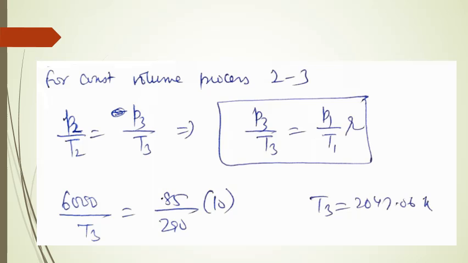Now we know that 2 to 3 is a constant volume process, so we can write P2 upon T2 equals P3 upon T3. So substituting the value of the expression on the previous slide, that was given as P2 upon T2 equals P1 upon T1 into R, we find out the value of T3 as 2047.06 Kelvin.